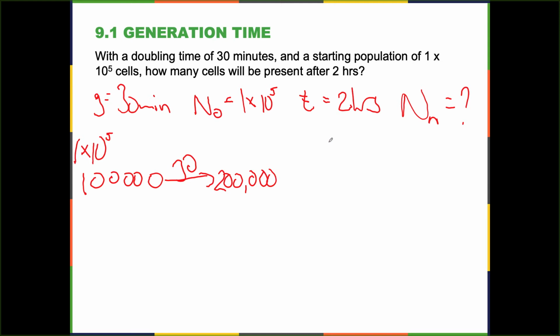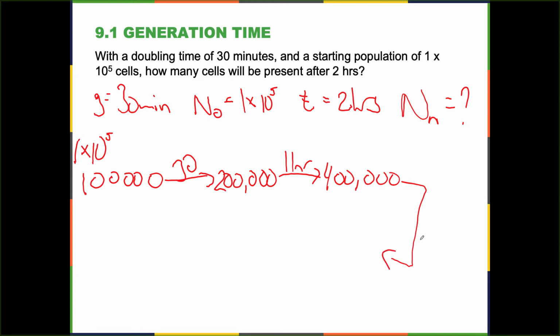Remember, we're going to do this for 2 hours, so we need to double again. So what happens in the next 30 minutes? Now we have 1 hour. In the next 30 minutes, we're going to have 400,000. Makes sense, because we doubled. And you don't have to do this in your head. You can go 1 times 10 to the 5 times 2 in your calculator, or 100,000 times 2, whatever you want. It doesn't really matter. No shame.